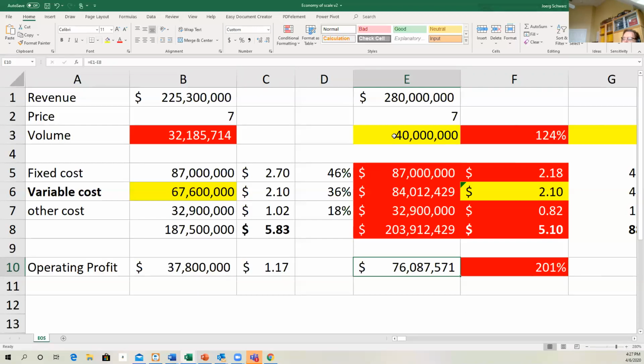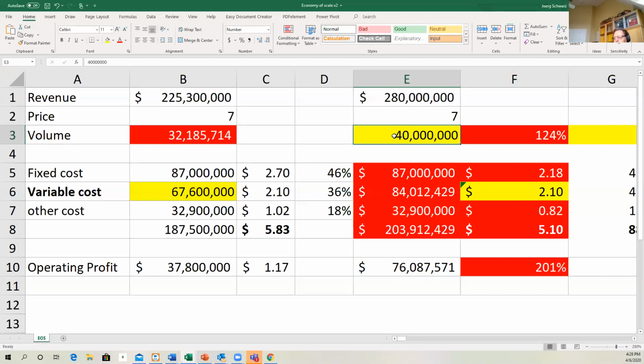So if I produce 40 million units, and this is also a mistake that I often see in your comments, is where you say, I want to produce that many units because I want to get my cost down. That's fine, but that doesn't do you any good if you don't generate the demand to actually sell those units.